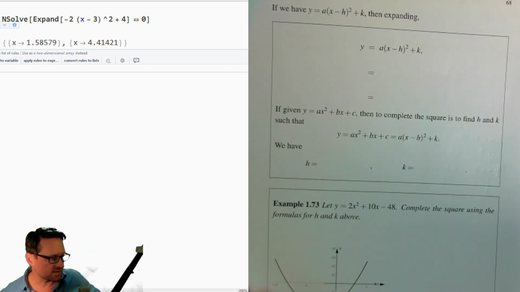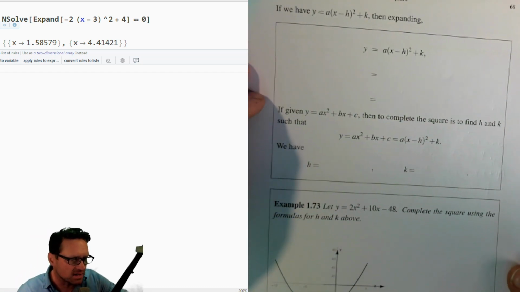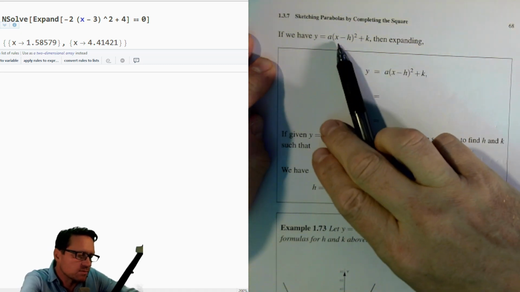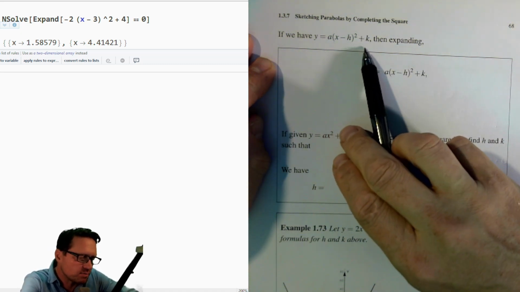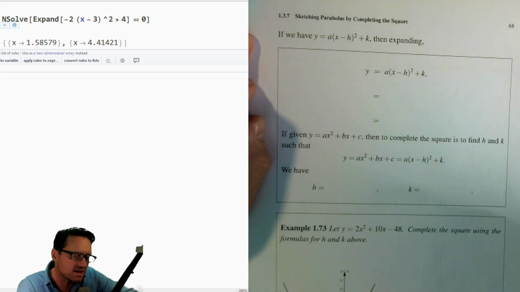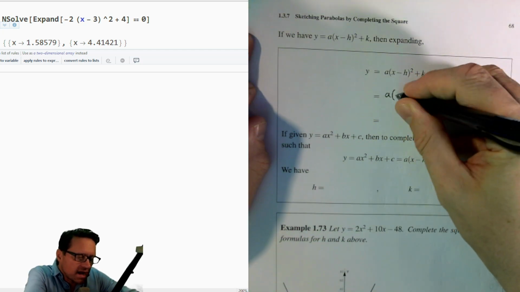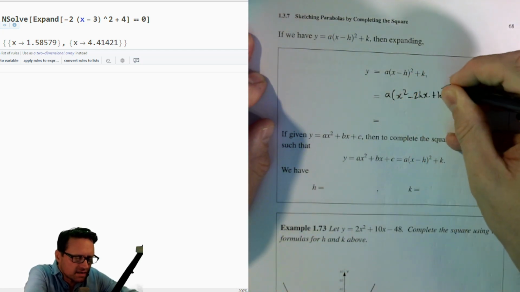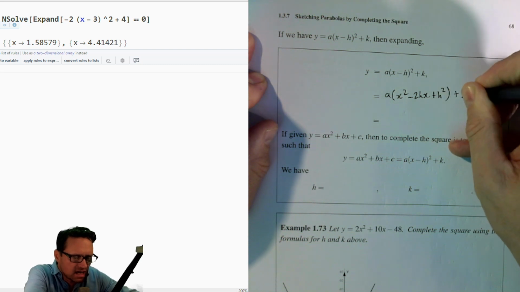Here we go. Okay, next lesson, sketching parabolas by completing the square. So if we have y equals a in brackets x minus h all squared plus k, then expanding that, we'd have a in brackets x squared minus 2hx plus h squared, and then plus k.